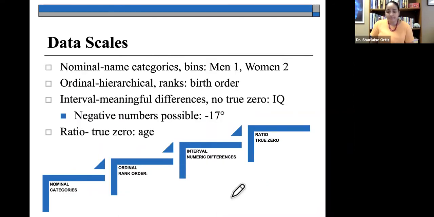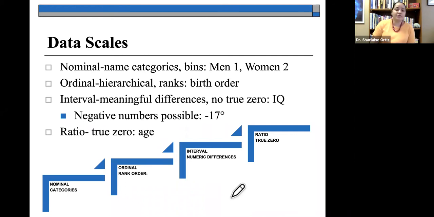Now, as a review, we did talk about data scales in previous videos, and I highly recommend, if you haven't watched them, to please go ahead and review these videos, because there is a very in-depth discussion of each of these scales. But as a very short, brief review, we're talking about nominal scales, ordinal scales, interval scales, and lastly, our ratio scales.